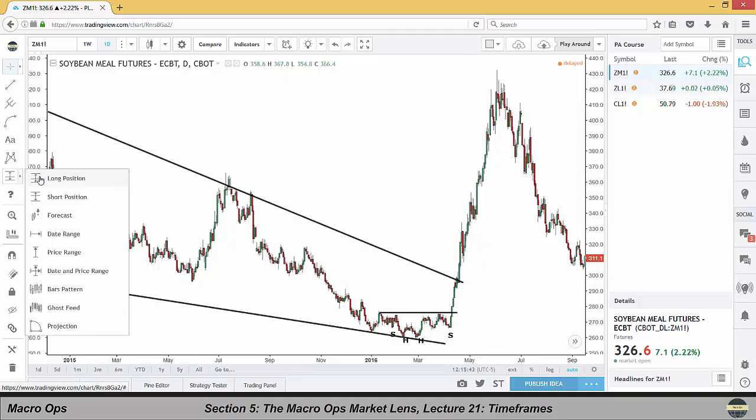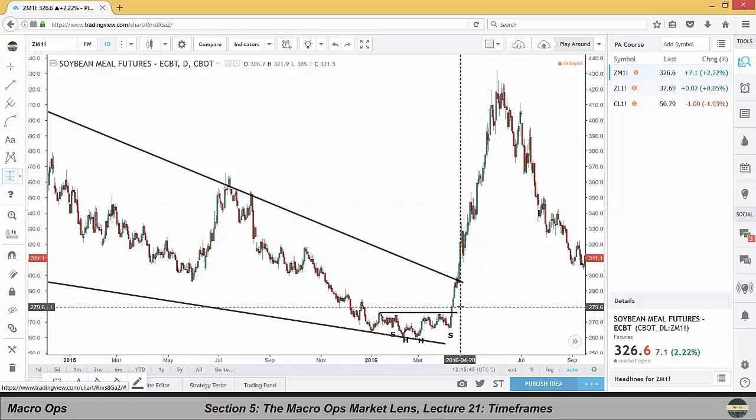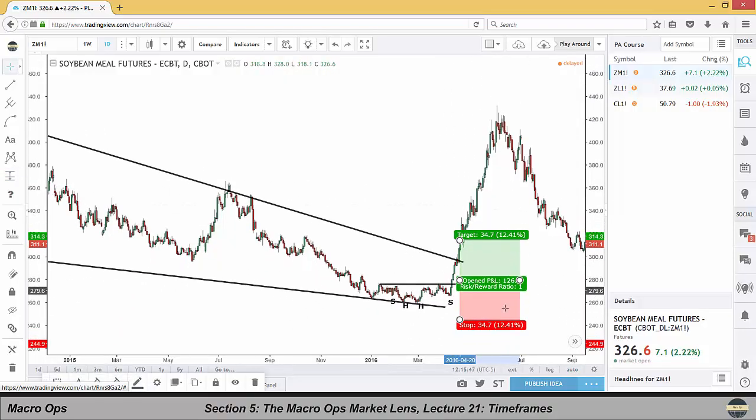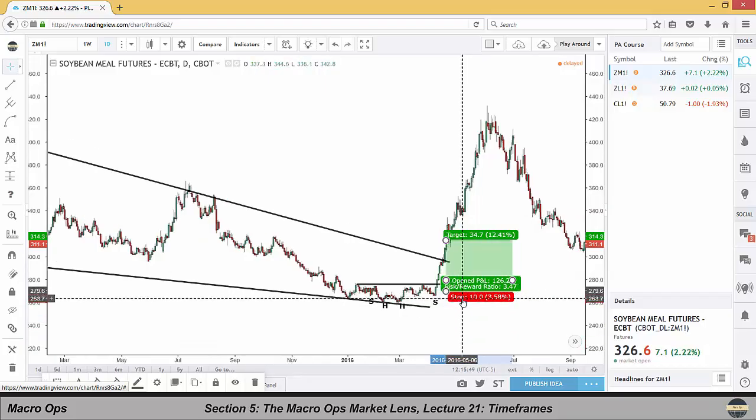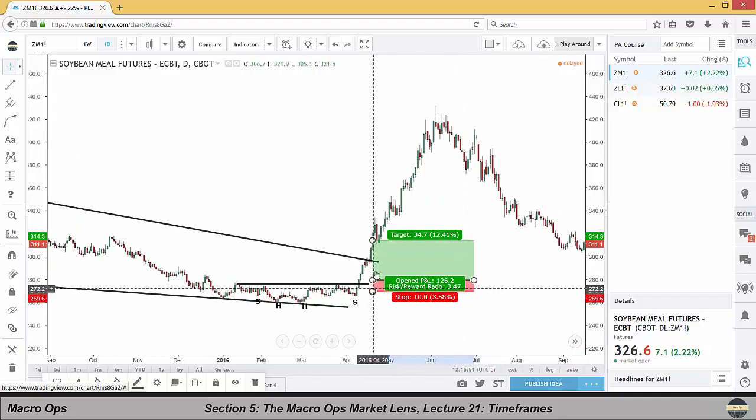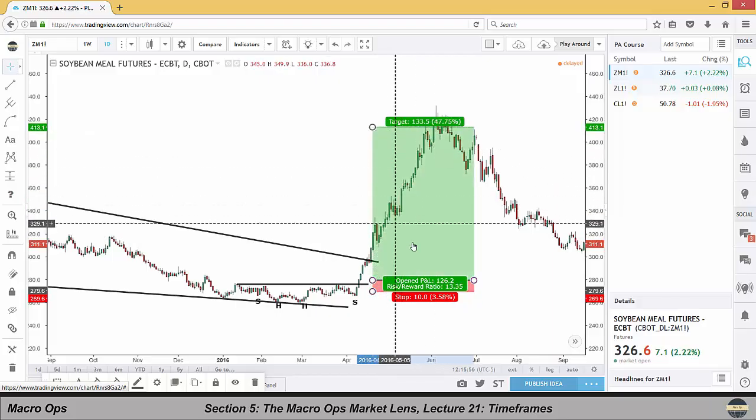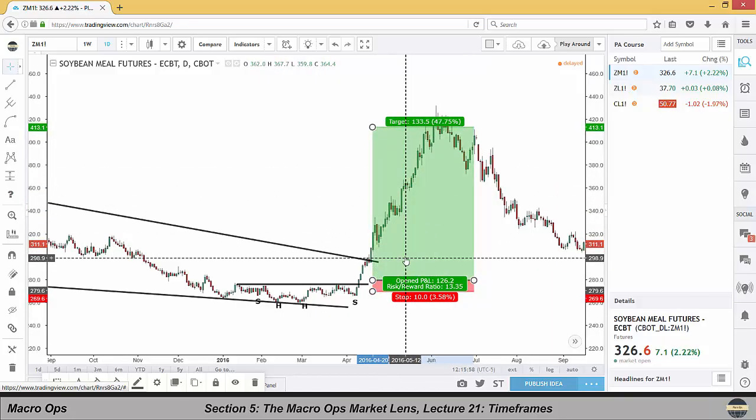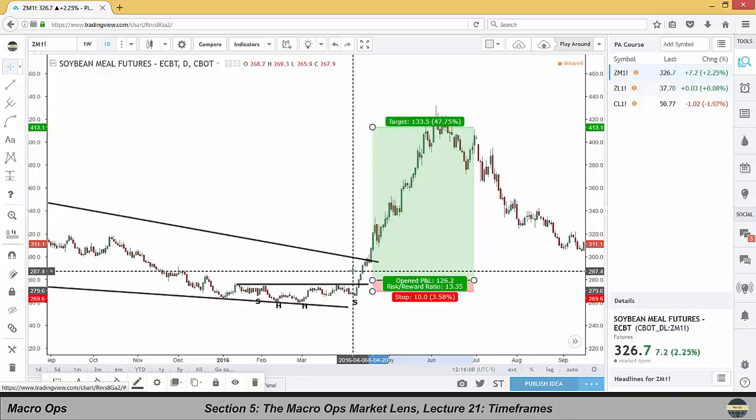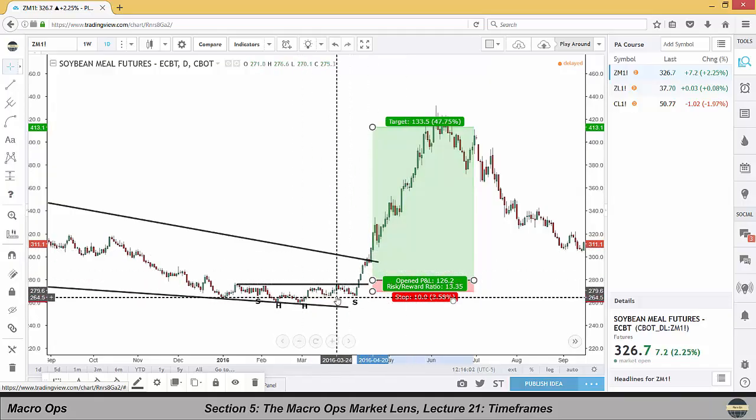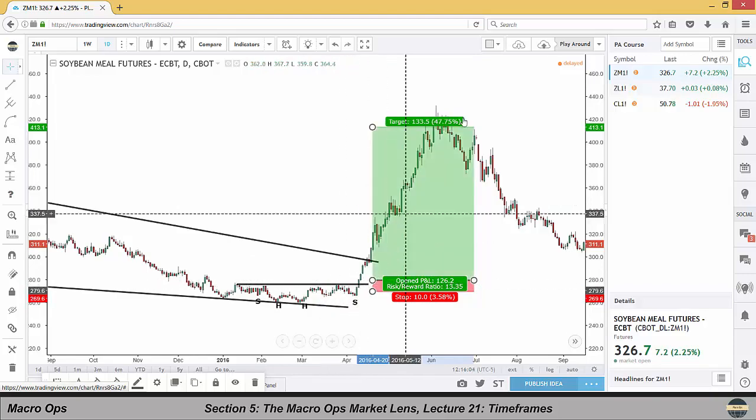So let's just measure this one real quick. You entered it off this daily pattern. Let's drag the stop up inside the consolidation area. And here's the target. You could have had a 13.35 risk to reward ratio on this particular trade. So 13x your risk, just because you entered off a smaller pattern into a larger pattern.